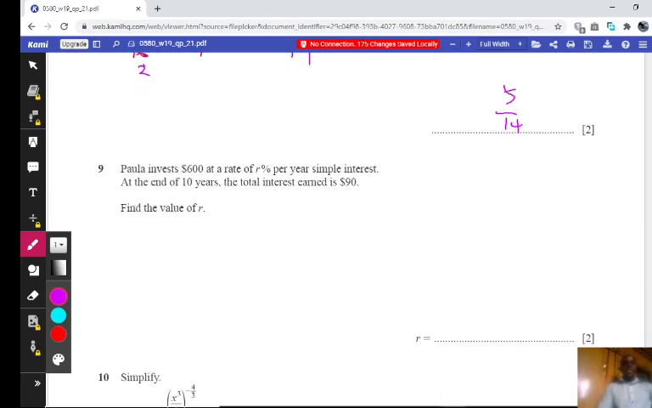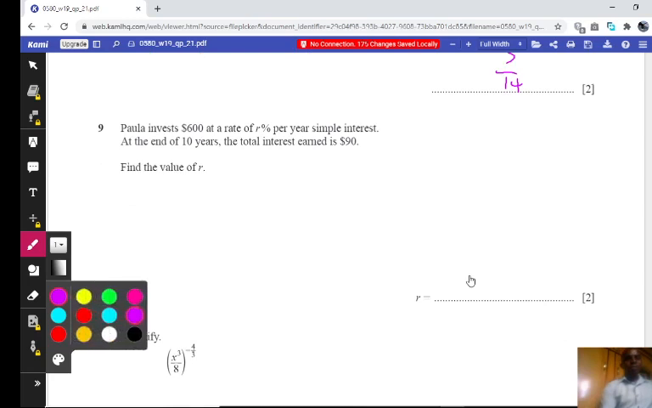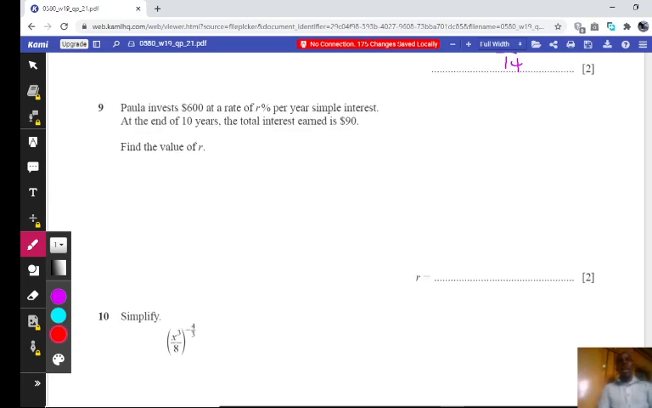Then done. Next, question number 9 is saying, Paula invests 600 at a rate of R% per year, simple interest. At the end of 10 years, the total interest earned is $90. Then find the value of R. What do you do? You just use the formula for simple interest.